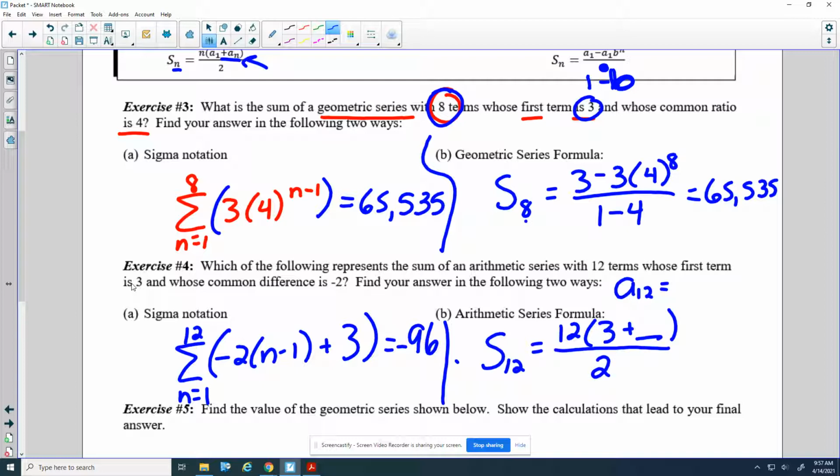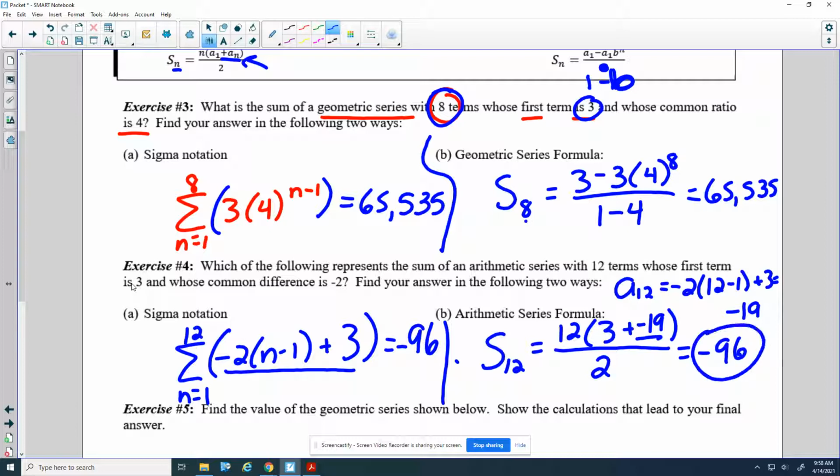Now to find it, I'm basically just going to use my formula for a sub 12. So I already kind of wrote out that formula, right? That's my a sub n formula, and we're going to plug in a 12, okay? So I'm going to have negative 2 times 12 minus 1 plus 3. So the 12th term in this series, we're decreasing, right? So it makes sense it's negative in this case, is negative 19. Now, if I type that in, I'm also going to get negative 96.